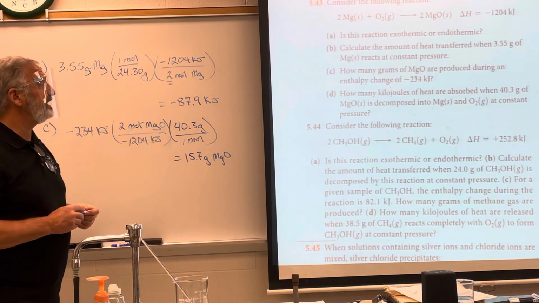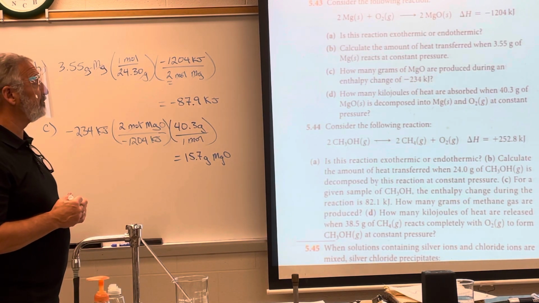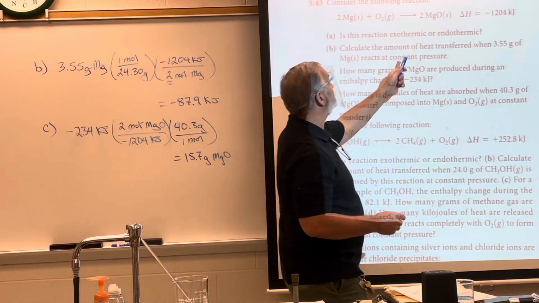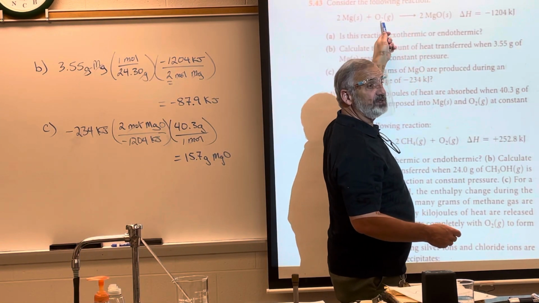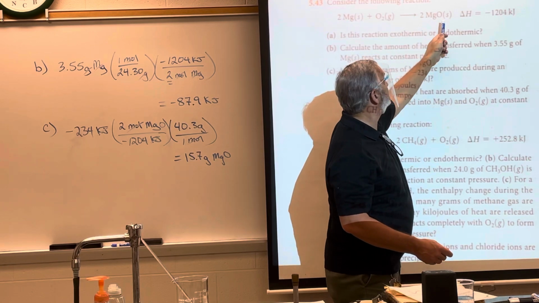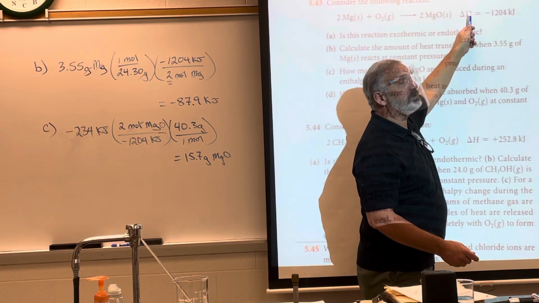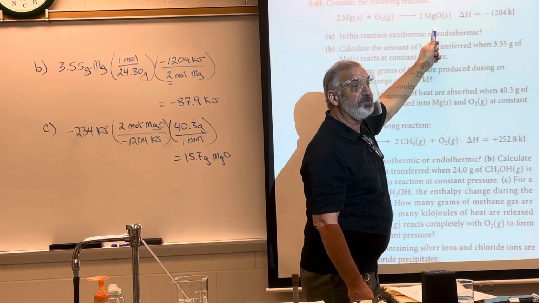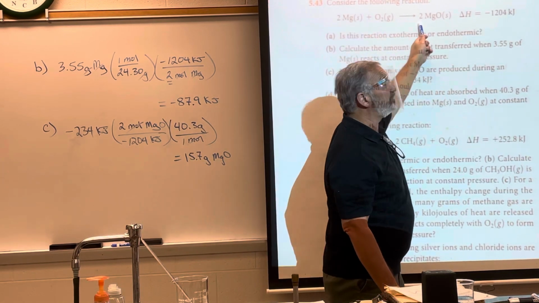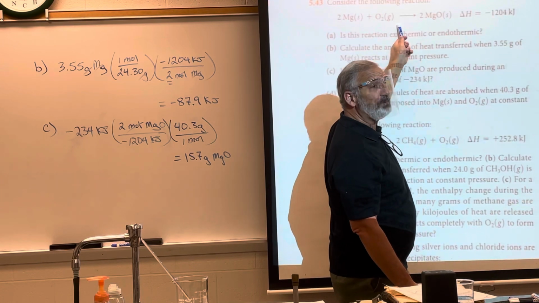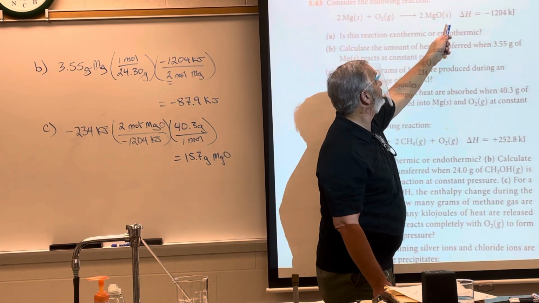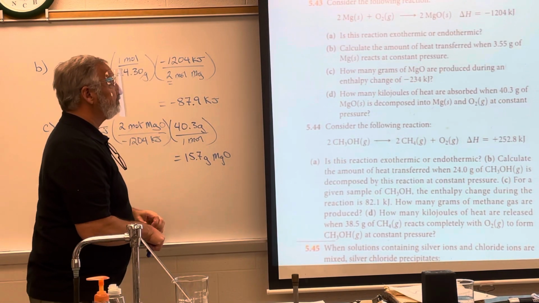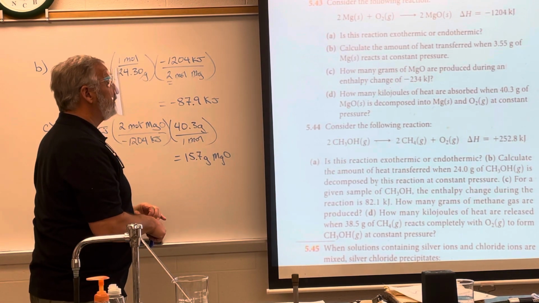And then lastly, D, how many kilojoules are absorbed when 40.3 grams of magnesium oxide is decomposed. So in other words, we're just going to do the reverse reaction. The reverse reaction is just going to mean that plus 1204 is going to be over here. We're going to be going right to left. That makes it endothermic. This is the reaction that occurs naturally. We have to force this one to happen by adding heat. And so when we look at that, we're going to do the exact same thing. It's just going to be positive when 40.3 grams of MgO.